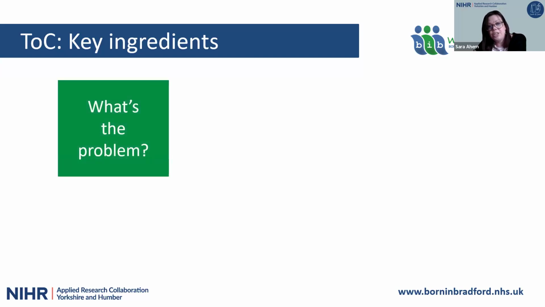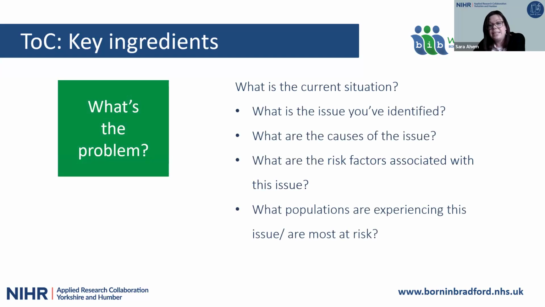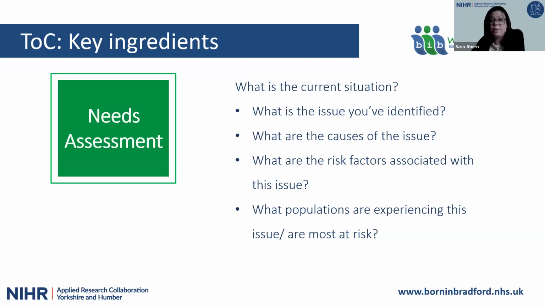If we take that first question that I've already described, so what's the problem? What we want to know is what the current situation is, and this can be broken down into detail, and this is what gives us that opportunity to look for where we can do something to make a change. So what is the issue that you've identified? What are the causes of the issue? What are the risk factors associated, and who's experiencing those risk factors or most at risk? So at its most basic, it's some form of needs assessment. So you're pulling in the data that you've got, the anecdotal evidence from the services that you're working with. This is what builds up our picture of what's currently happening.